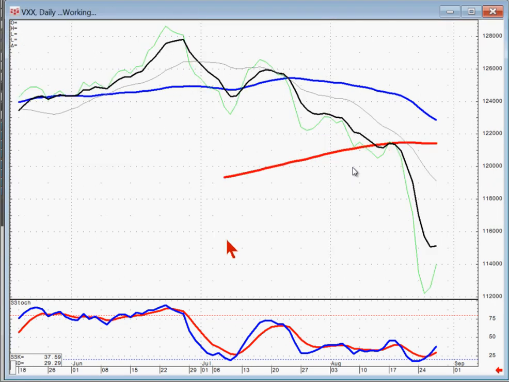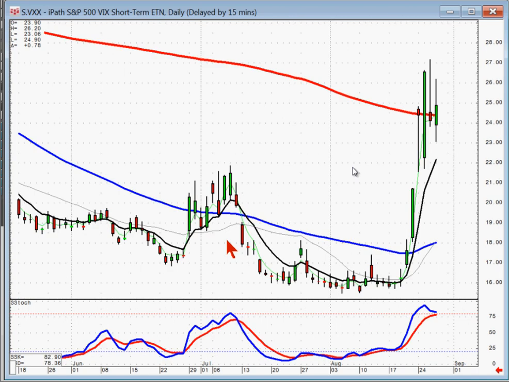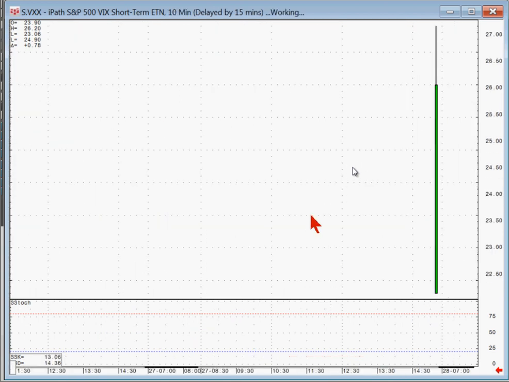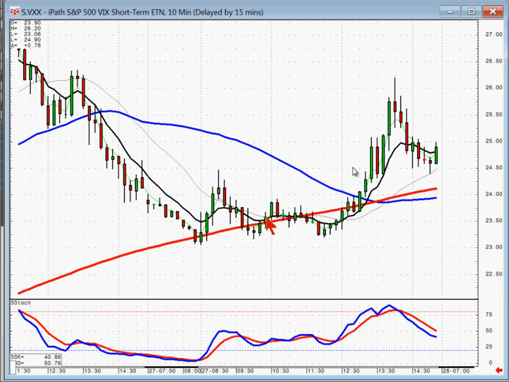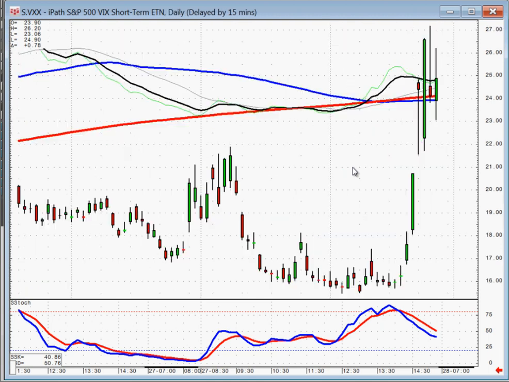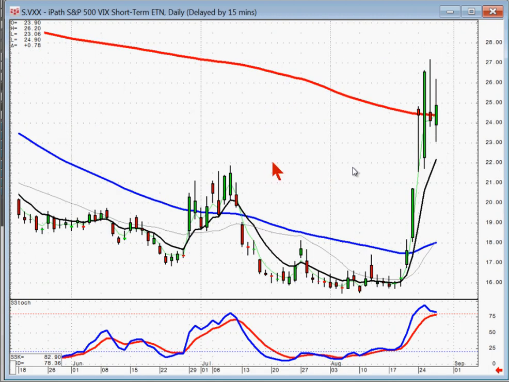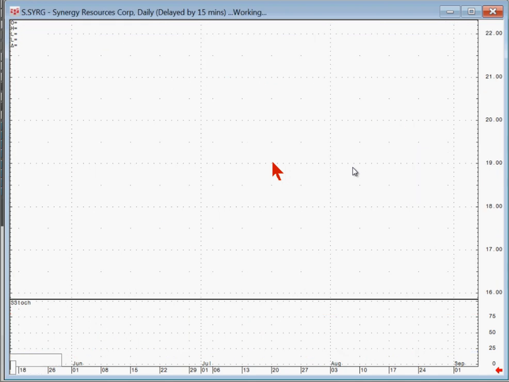The VIX. That's a whipsawy one. Let's see, you can see what the 10-minute chart looks like. You can still trade it off the 10-minute chart. That's the little morning star signal on the close. But remember, the 10-minute chart today doesn't mean anything for tomorrow morning, because the investor sentiment could be completely different in 12 hours from now.